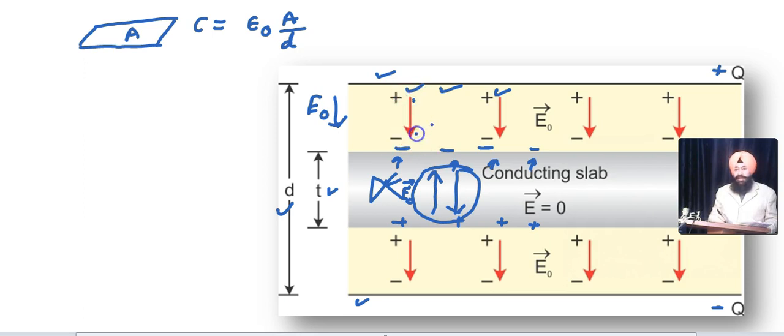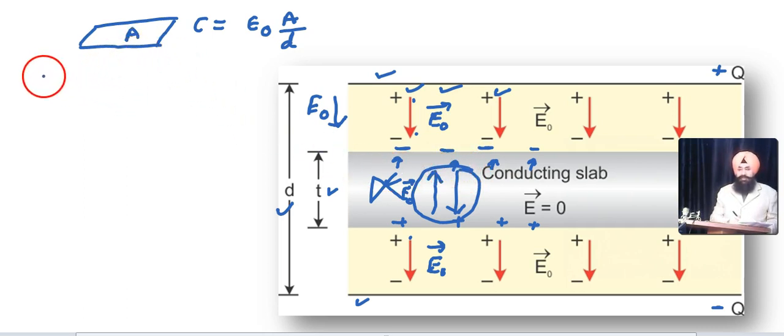And positive to negative, now the field will be E naught. And again positive to negative, the field will be E naught. The field remains only in the empty space where there is no conducting slab. In the conducting slab, the field becomes 0. Right?